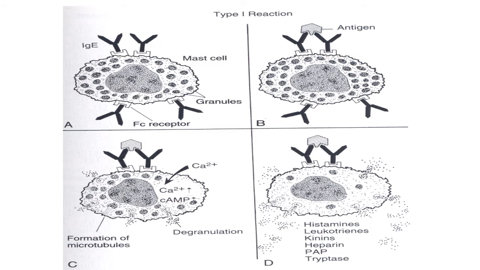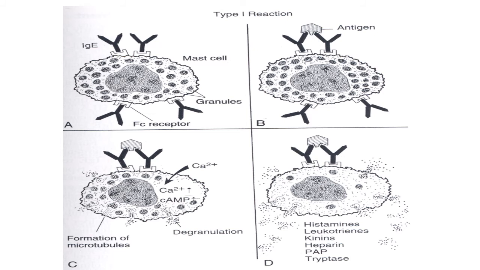There are A, B, C, D pictures. In picture A you can see a mast cell which contains the granules, and there are receptors as well as immunoglobulin E. So when the antigen or the allergen comes in contact with immunoglobulin E that is present on the surface of the mast cell, there is an influx of calcium, there is cyclic AMP, and the mast cell ruptures, that is called degranulation of a mast cell.